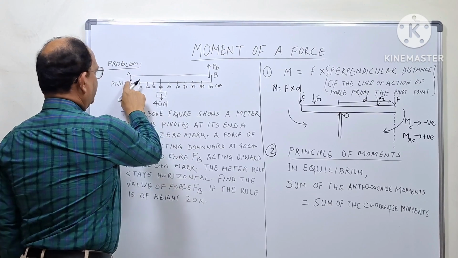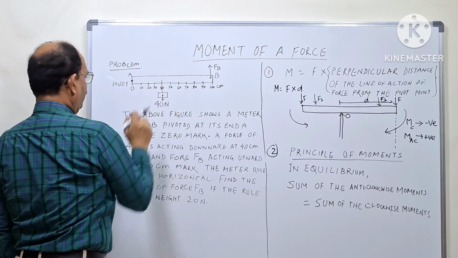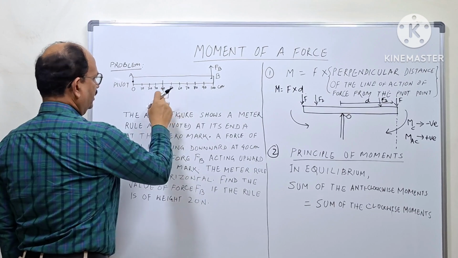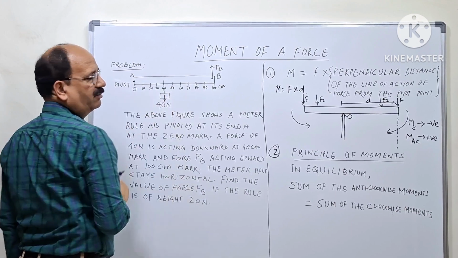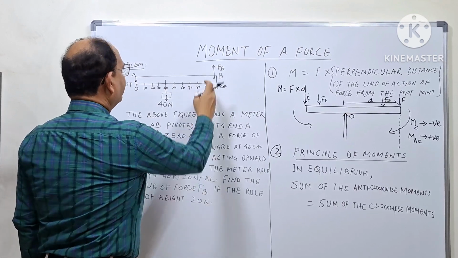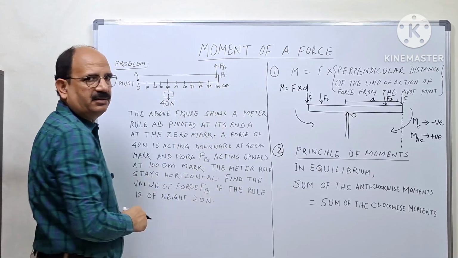It is pivoted at the 0 mark. A force of 40 Newton is acting downward at the 40 centimeter mark. At this mark, 40 Newton force is acting downward, and a force FB is acting upward at the 100 centimeter mark.